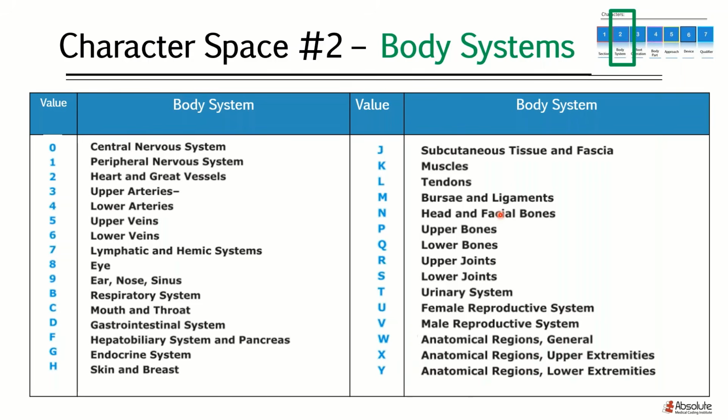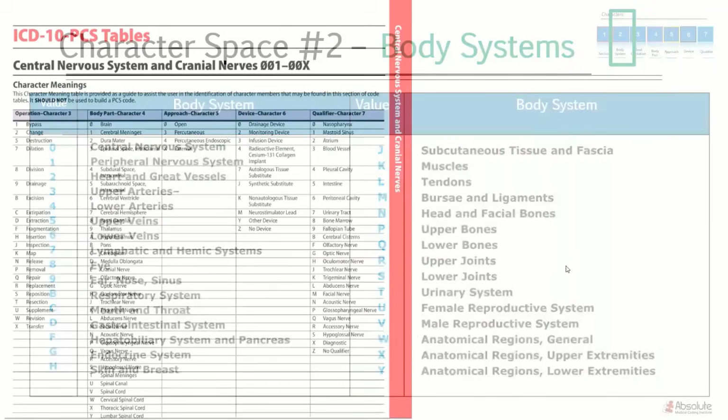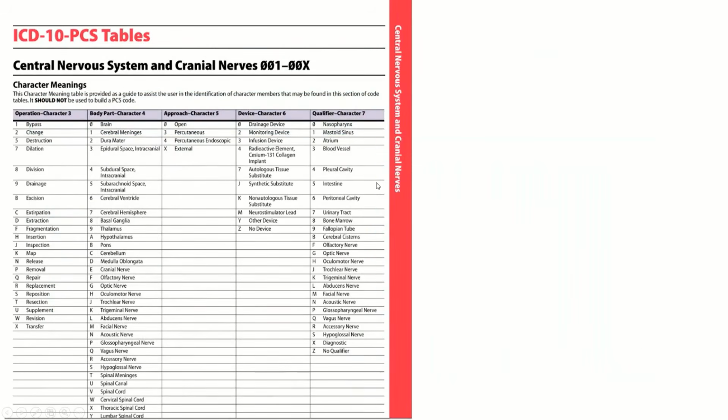So your second character will describe one of these body systems, the body system that is being operated on. Now, this is what your book will look like. You will see that your first character will be a 0 because we're still in the medical surgical section, but your second character will correspond with the values I've just described.